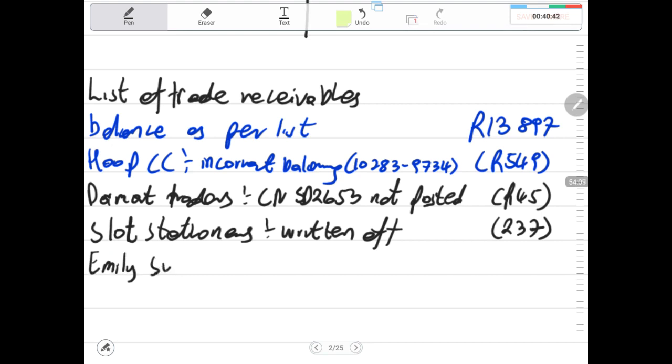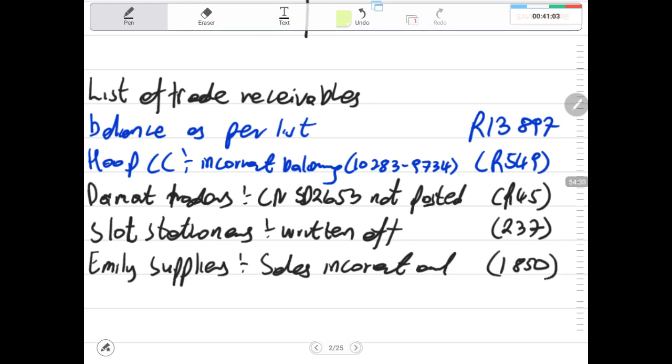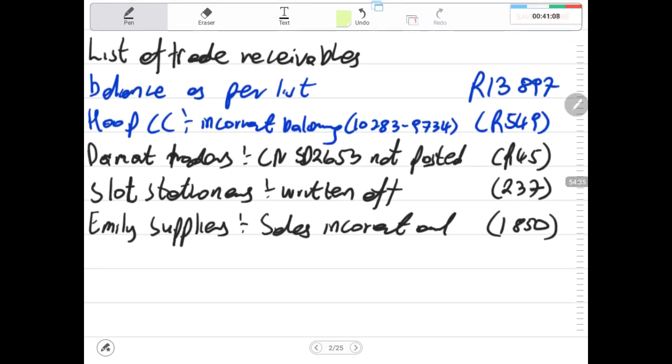Emily Suppliers. And under Emily Suppliers, we have the incorrect analysis, which is sales incorrect analysis, which is 1,850. Remember, the account of the customer must decrease because he has paid us. Now, because he paid 1,850, it does not mean that we must only record that 1,850. Here we must also acknowledge the discount of 130.